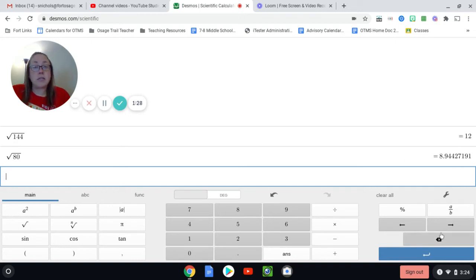But rounding does matter. So let's say we did the square root of 112. When we push equals, we get 10.58. So that 8 tells me to round that 5 up. So instead of 10.5, I would have to write 10.6. Okay? So that is how to use the square root button on that Desmos, the online calculator, if that is the one that you are using.